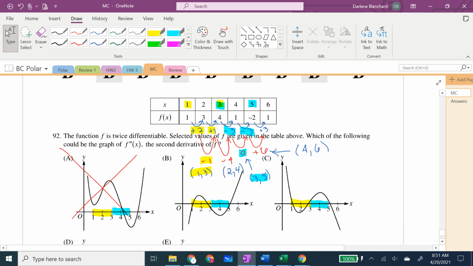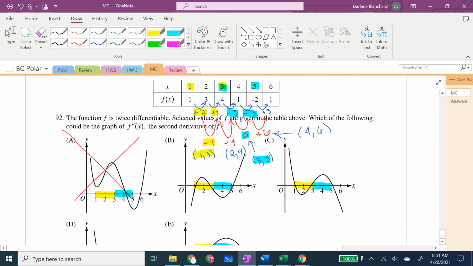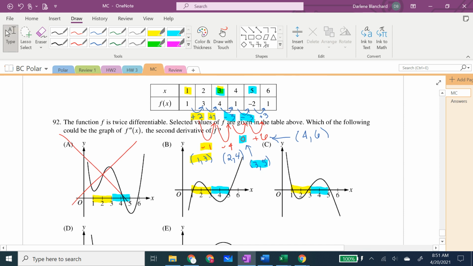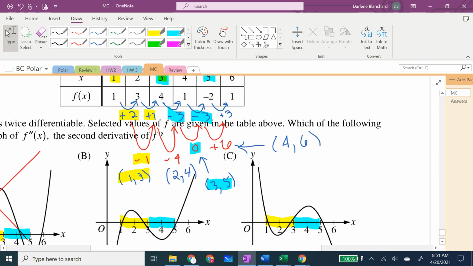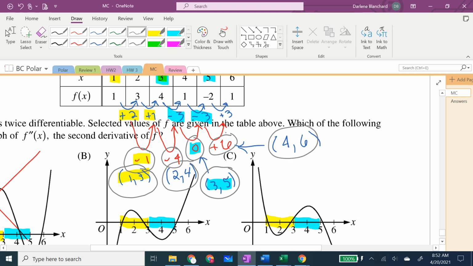But just take another good look at this later and work this out yourself. Actually do a fresh problem later. See if you can come up with this same idea and make sure that you can see why from x equals 1 to 3, I must have a second derivative of -1. From 2 to 4, I must have a second derivative value of -4. From 3 to 5, I must have 0. From 4 to 6, I must have a +6. And the issue is more about negatives, positives, and 0.